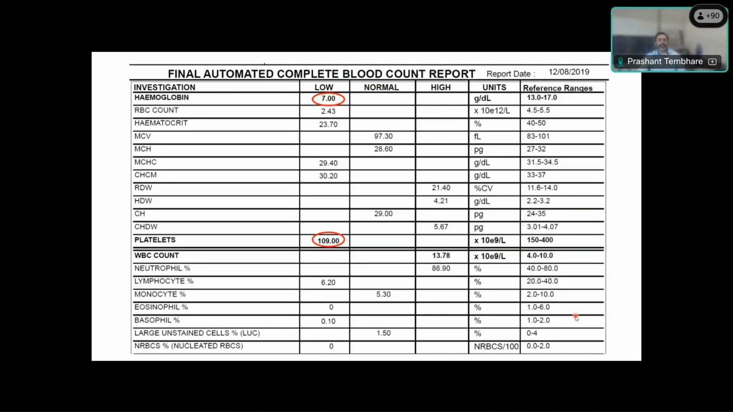And this is the complete CBC from our hospital. You can see the hemoglobin was 7, which indicates marked anemia, and the RBC count is relatively low. MCV is slightly on the higher side, but still in the normal range.